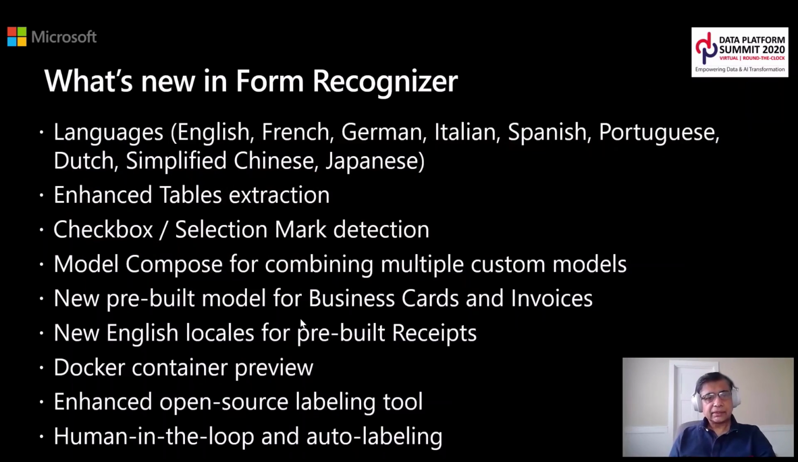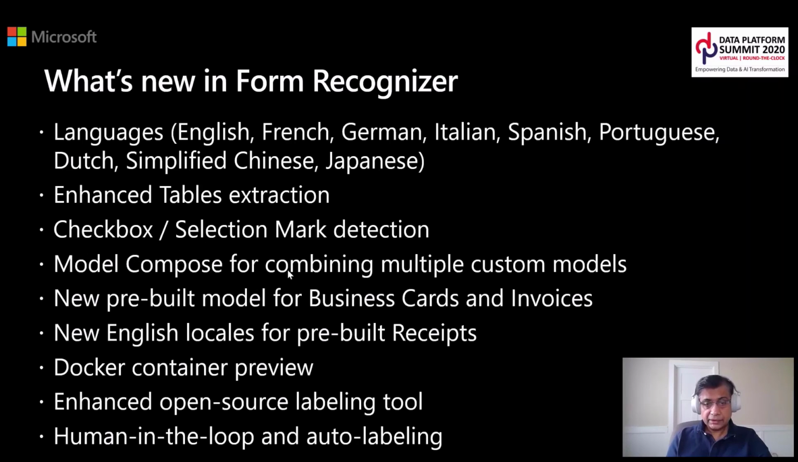So now let's take a look at what's new in Form Recognizer. As of last week, we published our Form Recognizer 2.1 public preview, next release, which now supports these languages: English, French, German, Italian, Spanish, Portuguese, Dutch, and the newest languages, Simplified Chinese and Japanese. We now have an enhanced table extraction engine. Checkbox selection mark detection has been enhanced.